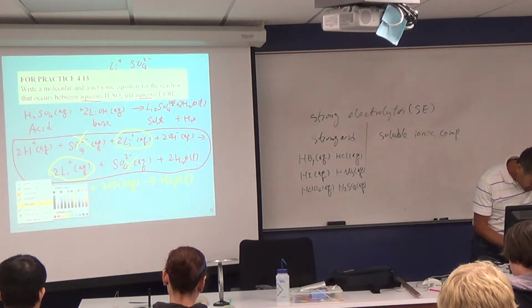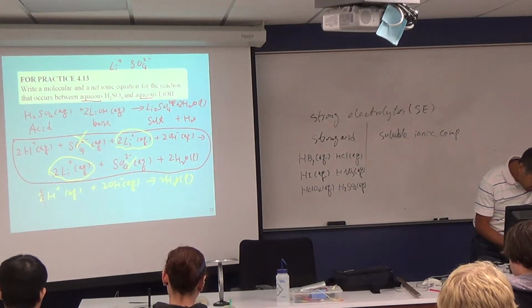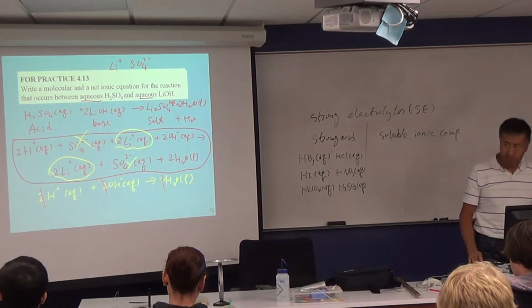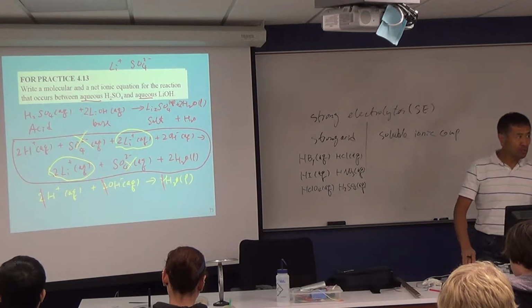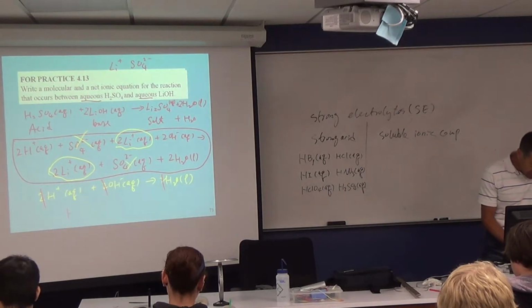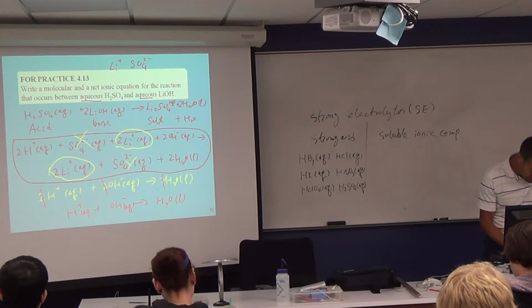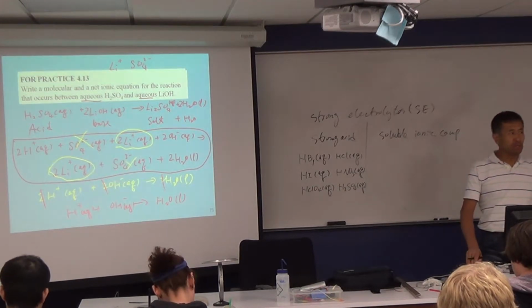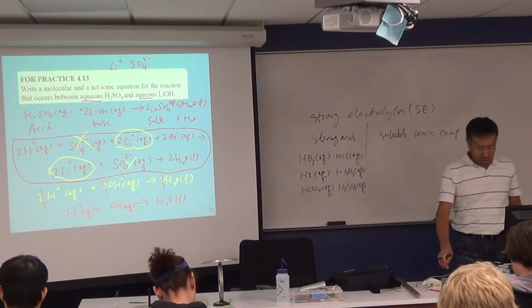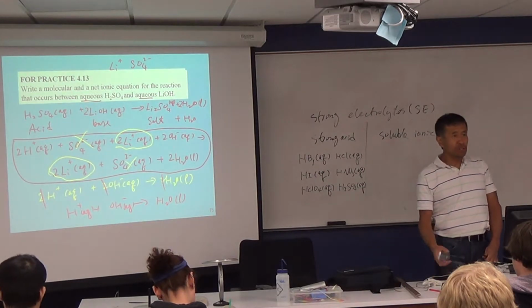So what you do, in general, is just cross this out. Now what's left over is H plus, OH negative, produce H2O liquid, so this is aqueous, and this is aqueous. Any questions?